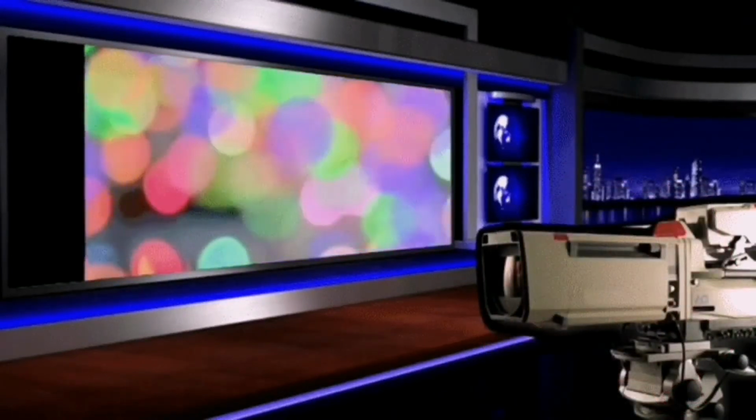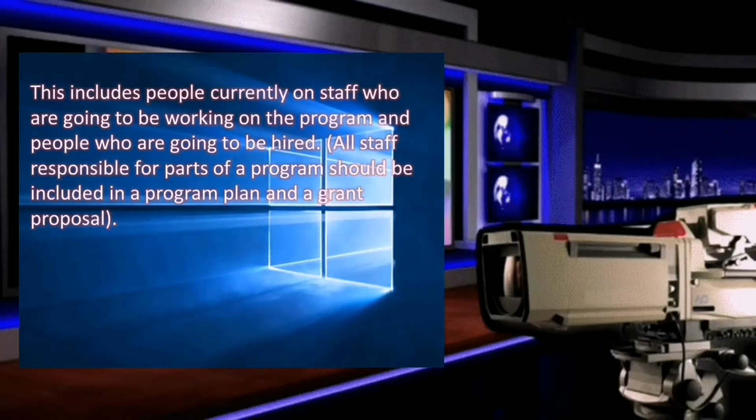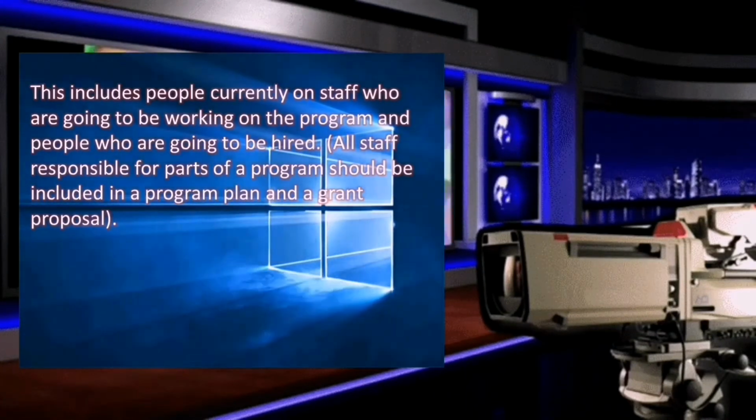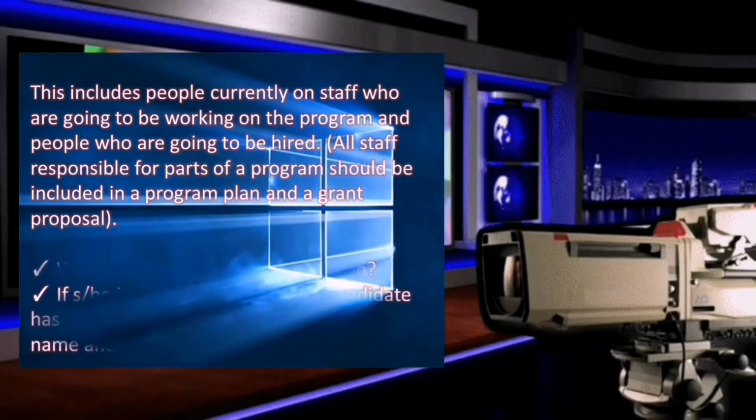You can also use information about skills and experience in the program planning process to anticipate training needs based on candidates' experience or lack thereof. Training will probably cost money and certainly take some time. You should factor this into your program's timeline and budget. This includes people currently on staff who are going to be working on the program and people who are going to be hired. All staff responsible for parts of a program should be included in a program plan and a grant proposal.